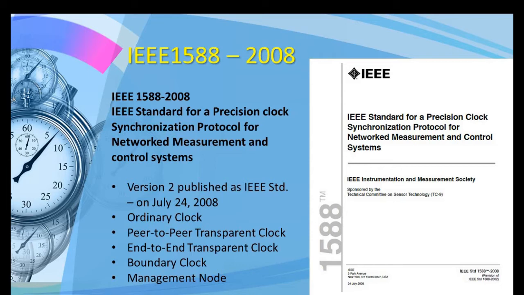IEEE 1588 standard version 2 was released in 2008. It includes ordinary clock, peer-to-peer transparent clock, end-to-end transparent clock, boundary clock, and measurement node.